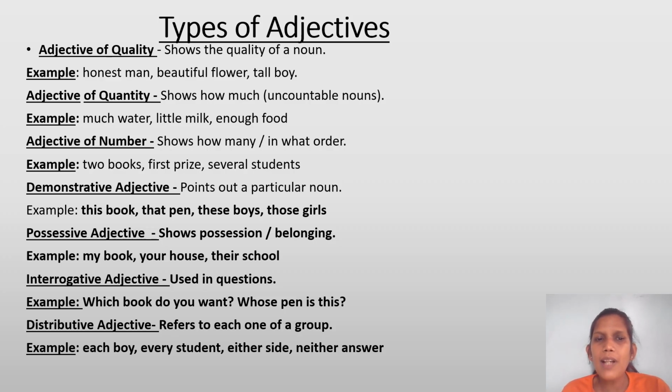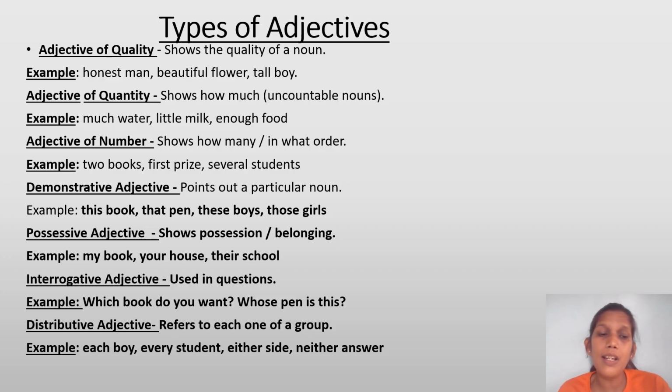Demonstrative adjective points out a particular noun. For example, this book, that pen, these pen. Okay, these boys, those girls. Okay, all these are the examples of demonstrative adjective. Possessive adjective that shows possession or belonging. For example, my book, your house, their school. Okay. Interrogative adjective is used in questions.